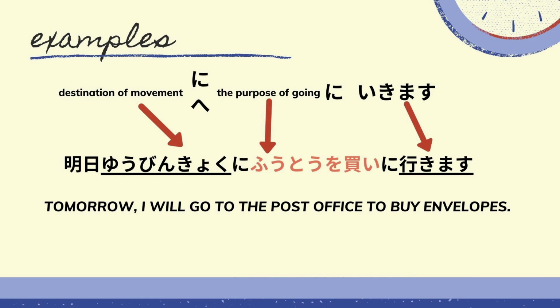Our next example here is, ashita yubin kyoko ni futo o kai ni ikimasu. Our destination of movement here is the yubin kyoku, followed by particle ni. Our purpose of going here is futo o kai, followed by particle ni and ikimasu. So, in English, tomorrow, I will go to the post office to buy envelopes.